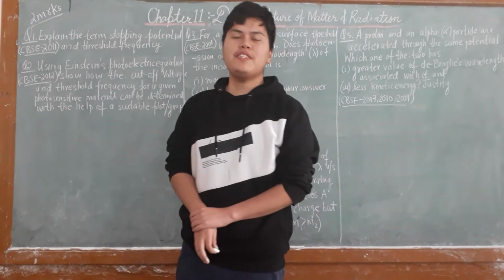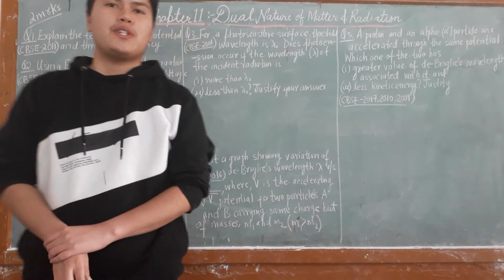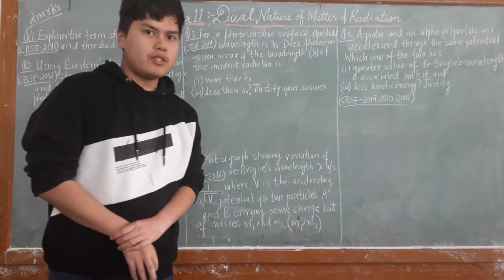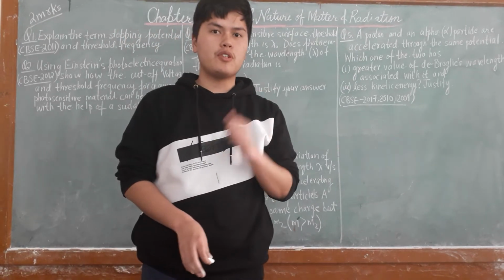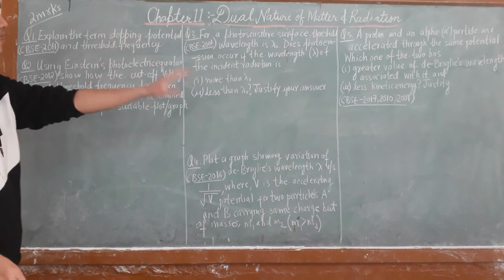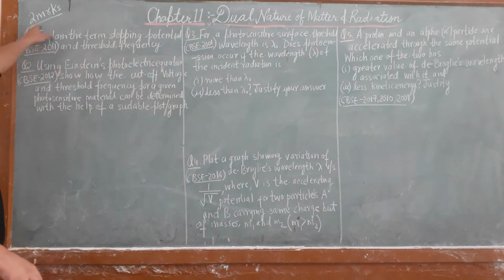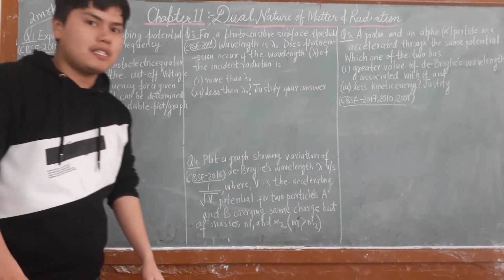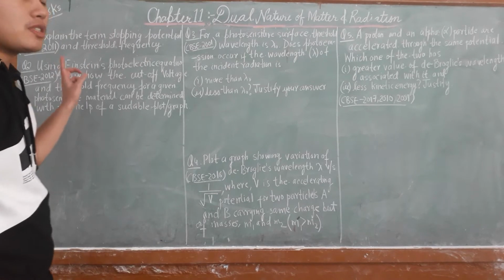So, hello everyone. Today we are going to do the remaining questions of the chapter called Dual Nature of Matter and Radiation. You can see these questions. They are of 2 marks and they have been asked in the previous year CBSE exams as well. So, let us start the first question.